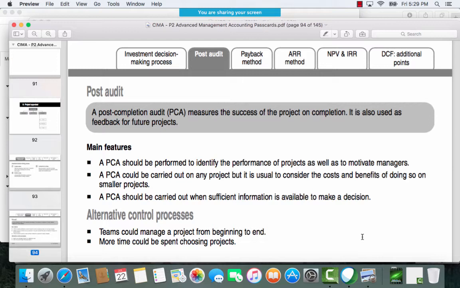So alternative control processes are teams could manage a project from the beginning to the end, right? More time could be spent choosing the projects, right? So you need to prioritize the projects because, well, we don't have an infinite amount of money. So when you select the project itself, you should be quite careful. You should have a board which comprises senior management from across the business who will represent the business, and then each one presents whatever capital expenditure projects that they want to be doing.